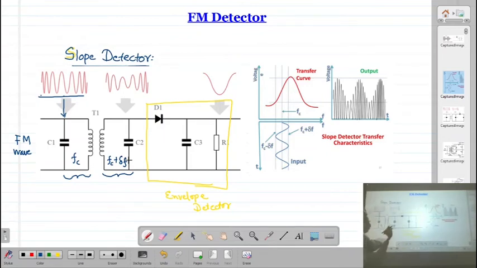So when this is tuned higher than the carrier frequency, we look at the frequency response of the transfer curve for this. Then it will be like this. This is the resonance curve. My frequency and the voltage are here. The resonance frequency is this, remember. Let us say it is Fc plus delta F. Means for Fc plus delta F, we have a maximum voltage.